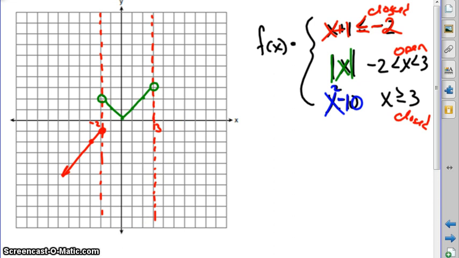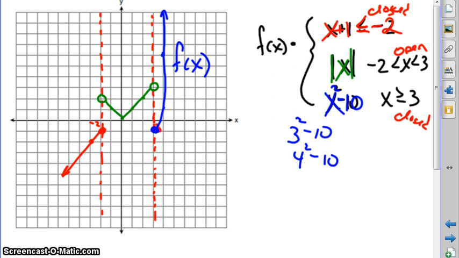3 is good. So this would be 3 squared minus 10. 9 minus 10 is negative 1. At 3, it should be negative 1. And I'm closed. 4 squared minus 10. 16 minus 10 is 6. So I go to 4, 1, 2, 3, 4, 5, 6. 5 squared, 25 minus 10 is 15. I'm off the chart already. But this whole function, there's 3 parts. The whole function is still just f of x.